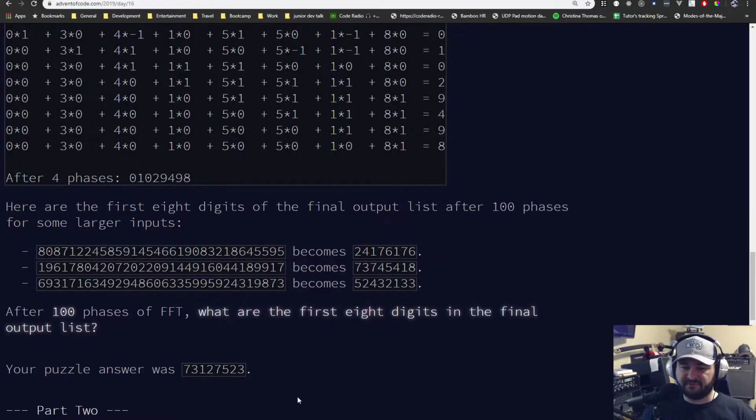My original solution with the loops everywhere and everything took even longer. It took maybe close to a minute or 45 seconds or something like that. So that was a little troubling right off the bat. But part 2 is where this all falls apart.